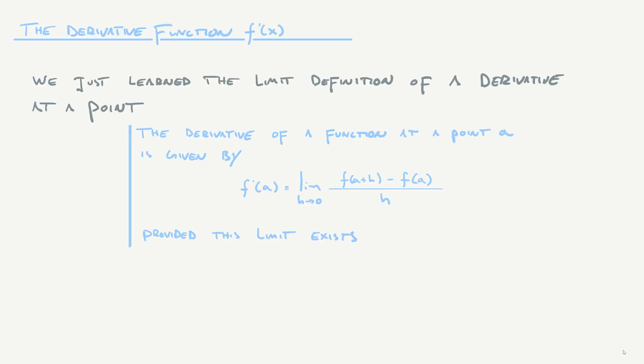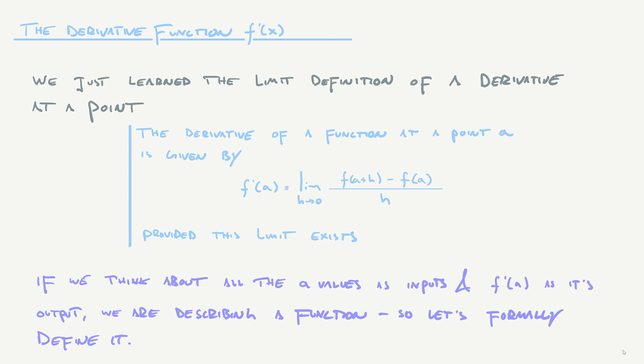Now, we just finished talking about the derivative at a point. We learned that the limit definition of a derivative at a point is given to be f prime of a is equal to the limit as h approaches 0 of essentially the difference quotient at a point a, provided that this limit exists. Well, we can use this same definition to define a function.